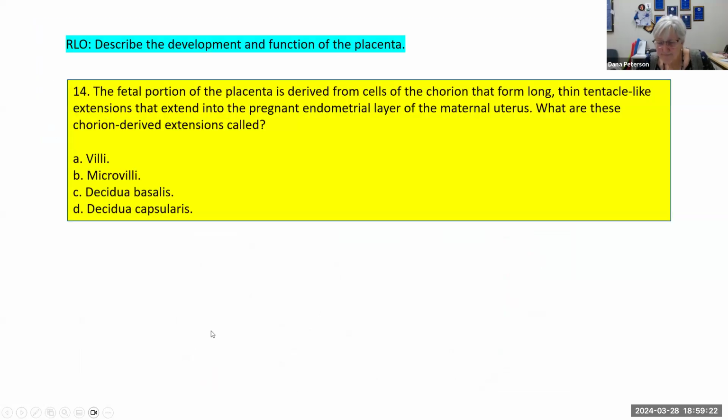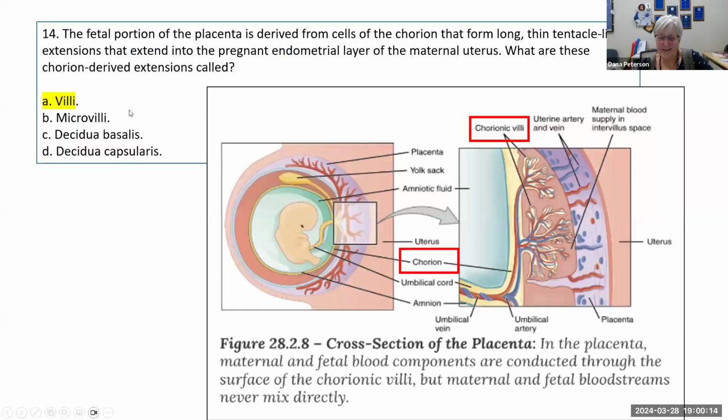So we'll try this next question. Alrighty, and get your answers in 3, 2, 1. Okay, excellent again. So correct answer was answer choice A.